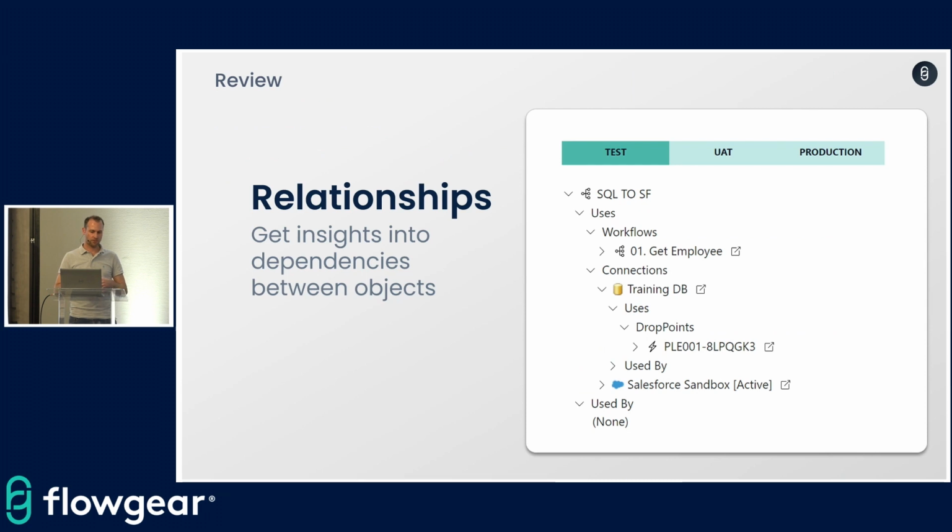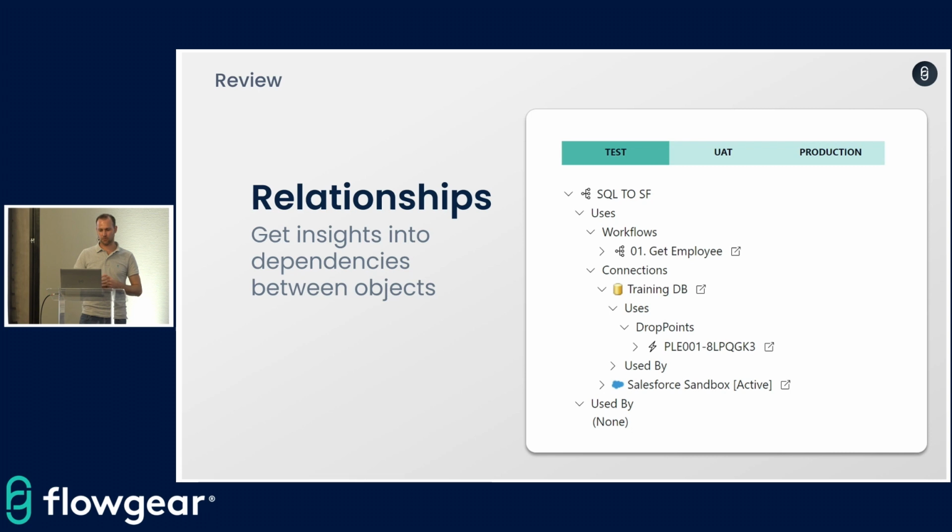As your tenant starts to grow over time, it gets very difficult to track what's in production use versus experimental stuff versus legacy stuff or things that are being phased out. So what we also offer is a relationships insight. And this relates all the top-level objects to each other, specifically workflows, connections, drop points, API keys, and then indirect relationships as well. So for example, a workflow might use a connection, and that connection uses a drop point, and you can obviously interrogate this top-down or bottom-up.